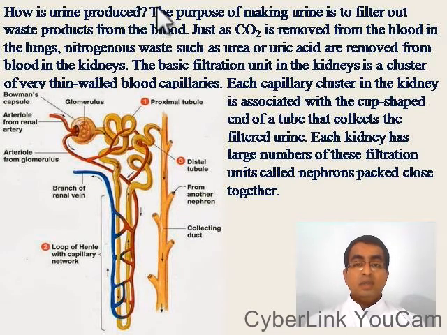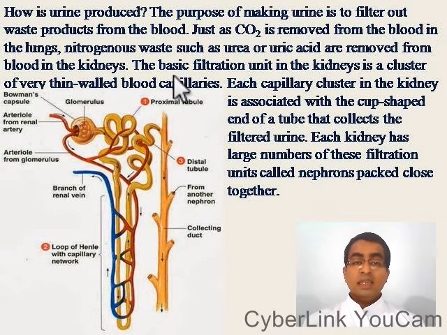How is urine produced? The purpose of making urine is to filter out waste products from the blood. Just as carbon dioxide is removed from the blood in the lungs, nitrogenous waste such as urea or uric acid are removed from the blood in the kidneys.